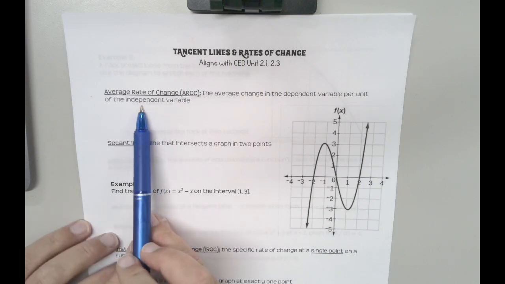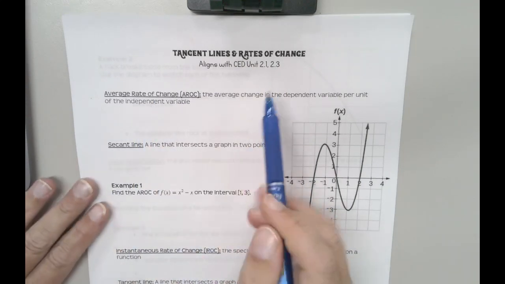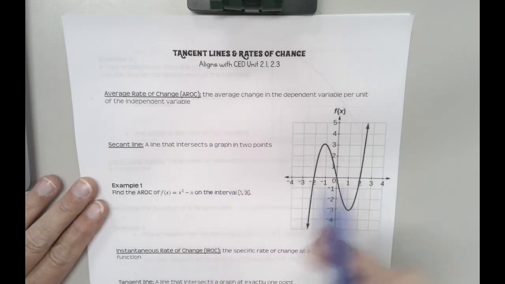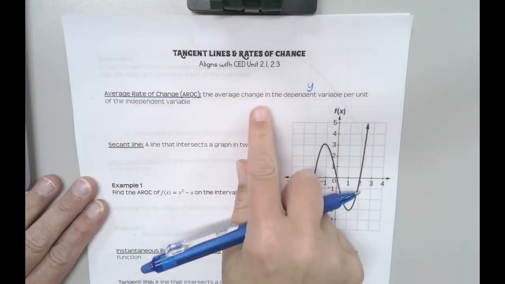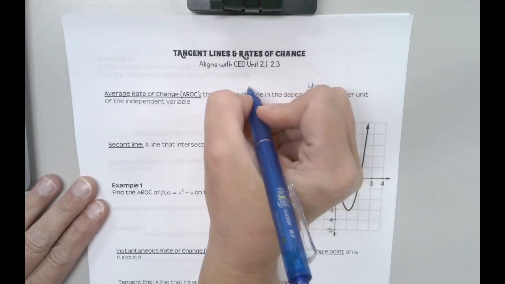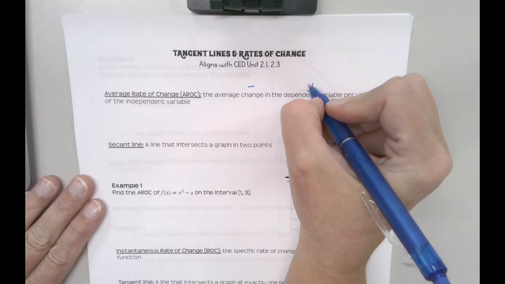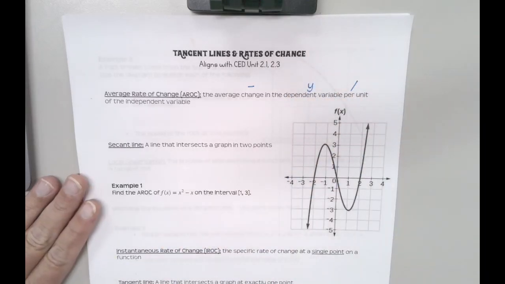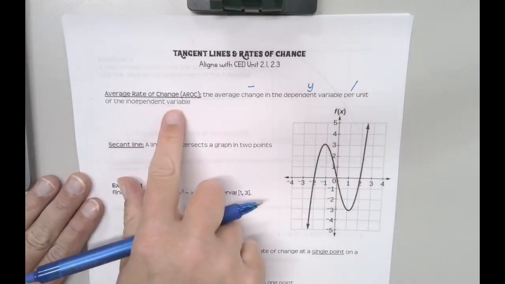So starting out with average rate of change, and if you need to pause to get that definition down, feel free. It's the average change in the dependent variable. I'm going to break this down a little bit. Dependent variable, that's talking about your y values, okay? And to find the change in y values, we would subtract them, okay? That tells us how much the y values have changed per, so that's implying division, right? Something per something. Per unit of the independent variable.